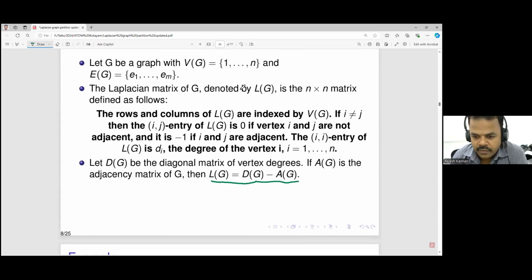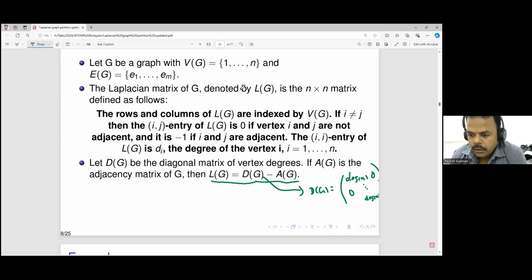Define the Laplacian matrix using this formula: L of G equals D of G minus A of G, where D of G is the degree matrix. That means it is a diagonal matrix whose diagonal entries are the degrees of the vertices: degree of v1, and so on, up to degree of vn. All the diagonal entries are degrees of the vertices, and zeros are kept in all the other places.